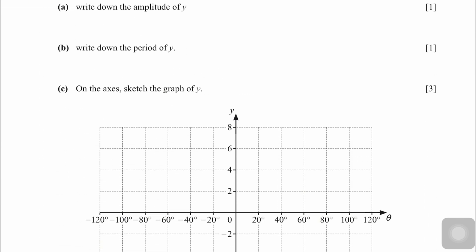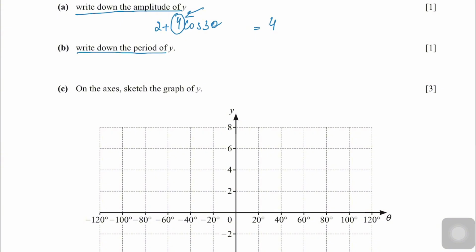We're starting with question 1, which is given that y equals 2 plus 4 cos 3 theta for negative 120 to 120. Write down the amplitude of y. For the amplitude of y, we consider this equation, and whatever is multiplied by cos theta is our amplitude. So this 4 is our amplitude. Now, next question is write down the period of y.